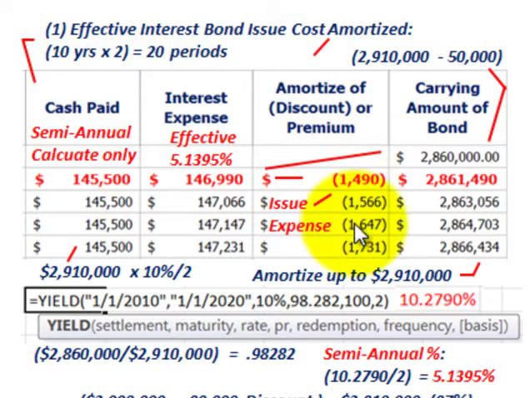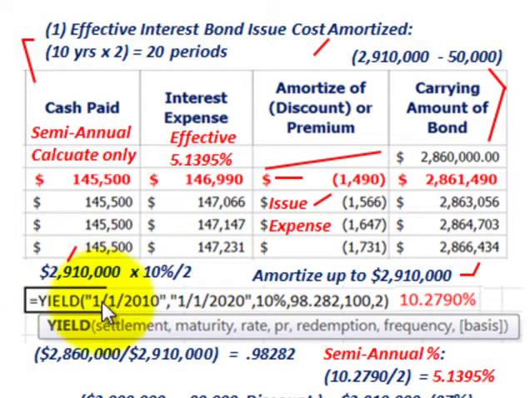So what we've done here is how I've calculated the issue expense that we recognize on our income statement each period. This interest expense and this semi-annual cash payment are only for calculation purposes, but this is our interest expense that we would recognize each period. So that takes care of how we'd amortize our effective interest for the issue cost we're looking at.